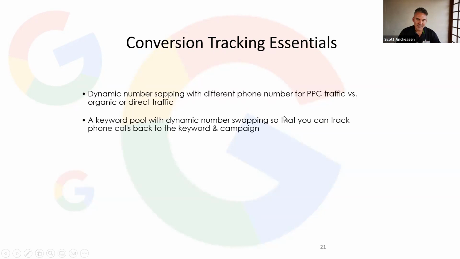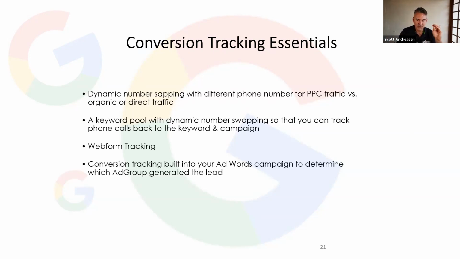A keyword pool with dynamic number swapping so that you can track phone calls back to the keyword and campaign. Web form tracking. So when they fill out a web form, you want it to say that it came from Google Ads. Conversion tracking built into your AdWords campaign to determine which ad group generated the lead. I'll show you an example of that.